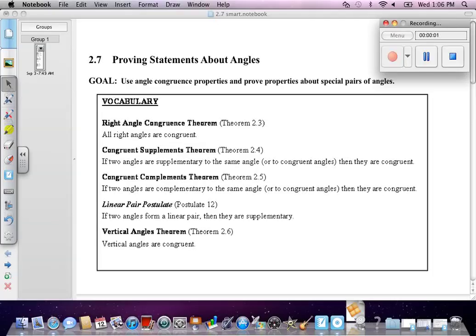We're doing 2.7, proving statements about angles. You're going to use angle congruency properties to prove properties about special pairs of angles. Right angle congruency theorem, we already talked about this. All right angles have to be congruent.